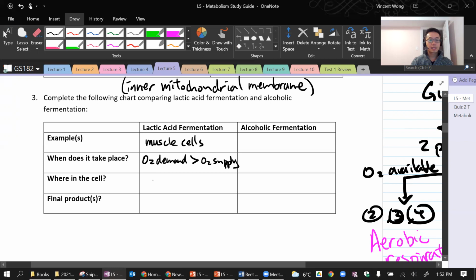Where is it going to happen in the cell? Cytoplasm. And then you're going to generate lactic acid. And you're going to regenerate NAD+. I'll explain in a second.